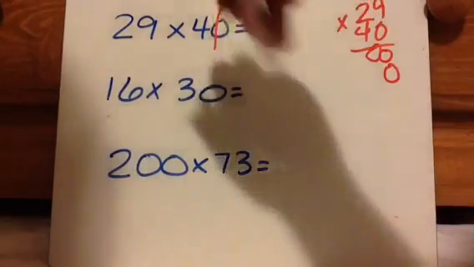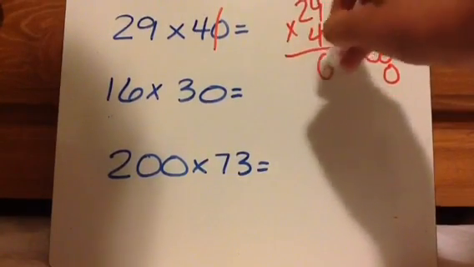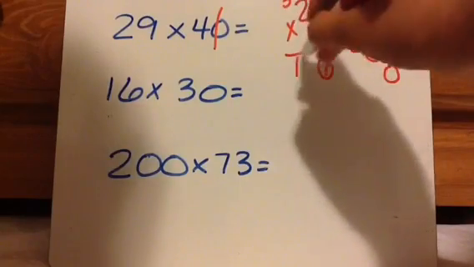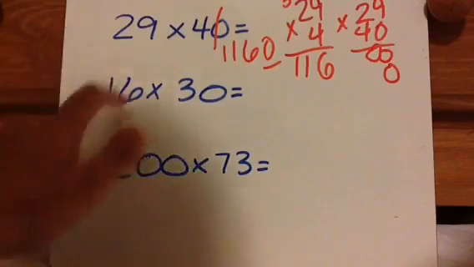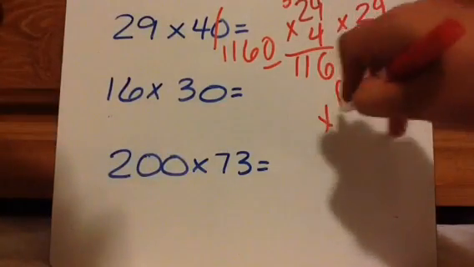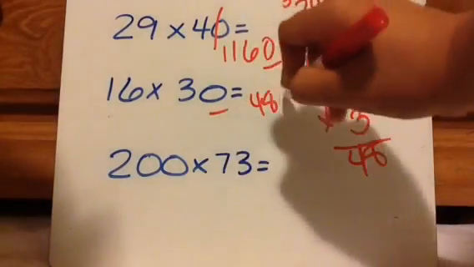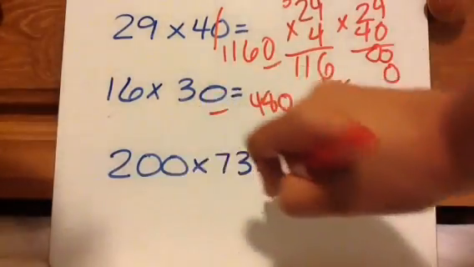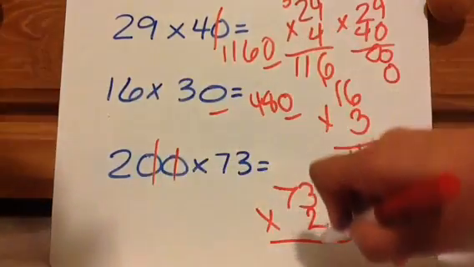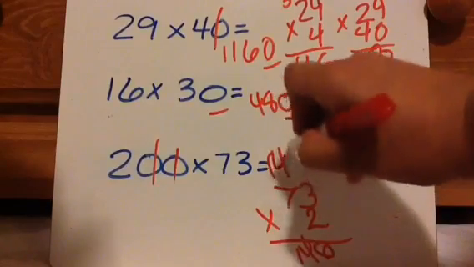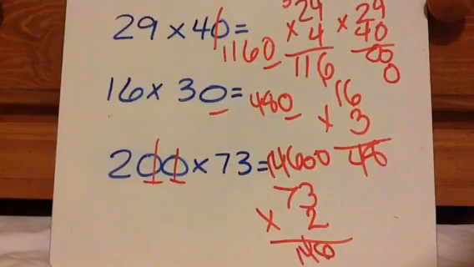It's easier to just eliminate the 0 and do 29 times 4, 116, and then add the 0 back on. So same thing, 16 times 3 is 48. Add the 0 back on. 200 times 73, do 73 times 2, taking off the zeros, is 146. Sorry about my handwriting. 2 zeros in my question, 2 zeros in my answer.